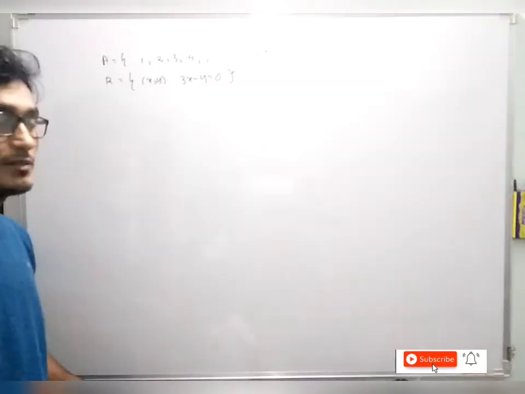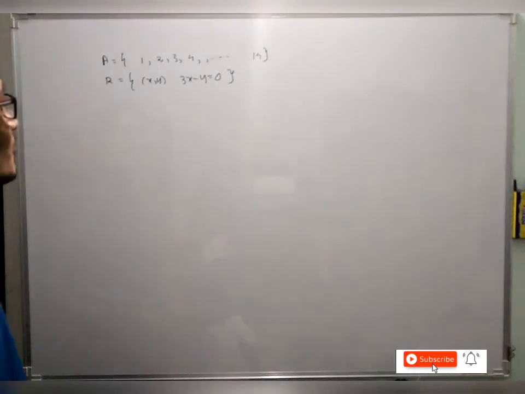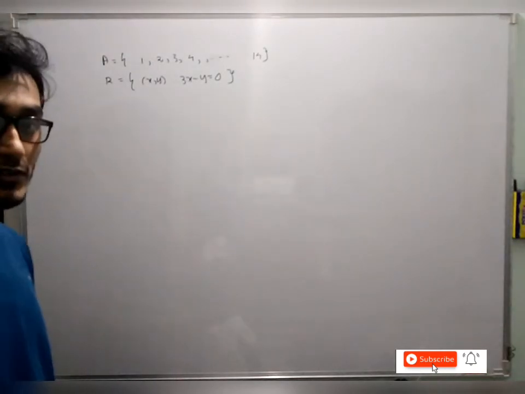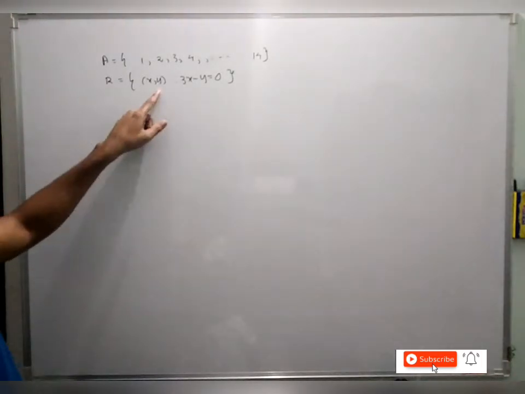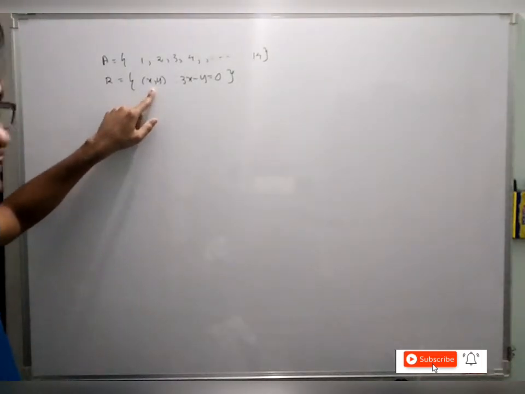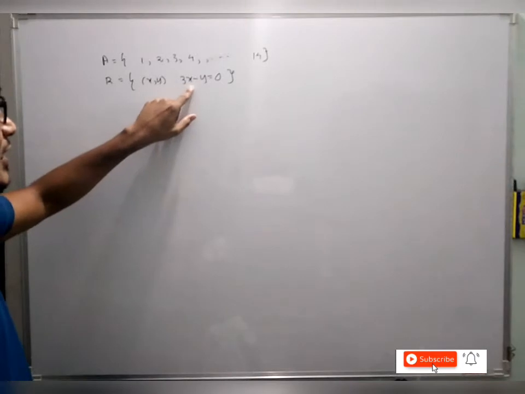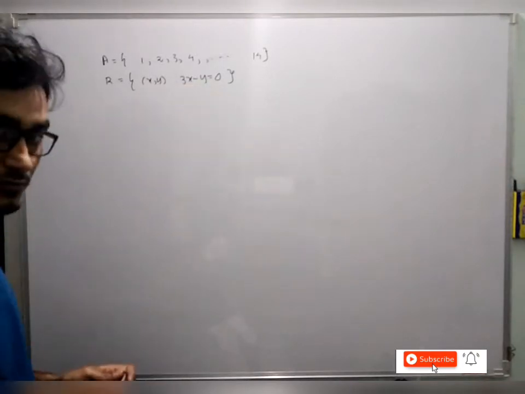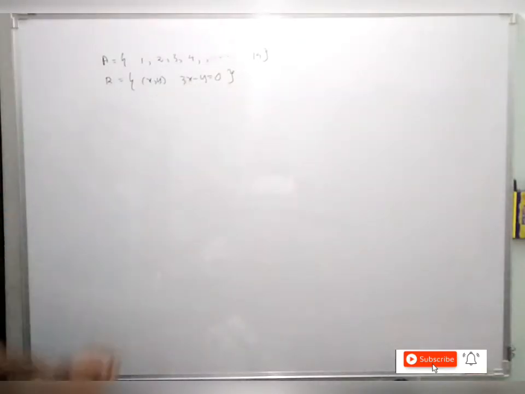Here E is the main set. The set is given 1, 2, 3, 4 till 14. And R is the relation given: R is (x, y), so we need to take the ordered pairs in such a way that 3x minus y equals 0. This is the main condition given.